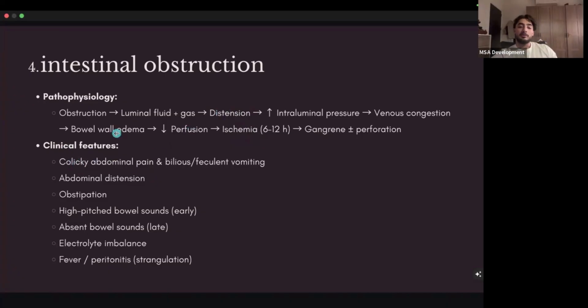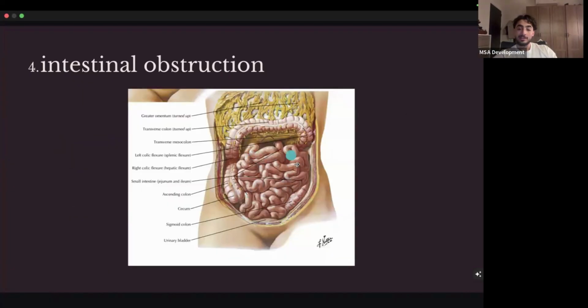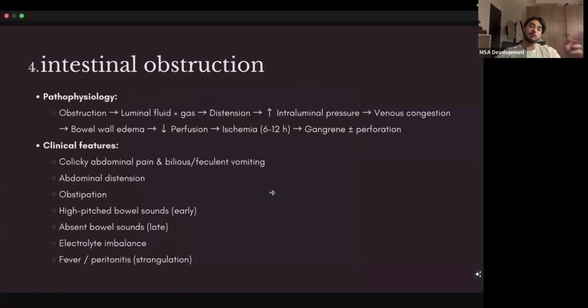Clinical features: colicky abdominal pain with bilious or feculent vomiting. Now, depending on where exactly the obstruction is, if it's higher up, a very high small bowel obstruction, it's going to present immediately with bilious vomiting. If it's lower, but still small bowel, then it could be feculent, where there's fecal-like matter present in the vomitus, which you can see in a lower small bowel obstruction. All right, so again, abdominal distension and obstipation, which is similar to constipation but characterized by a complete inability to pass any stool or gas.